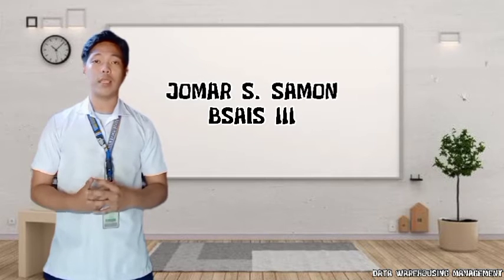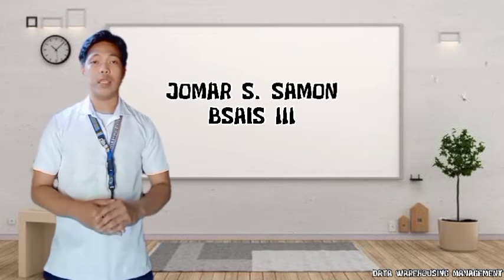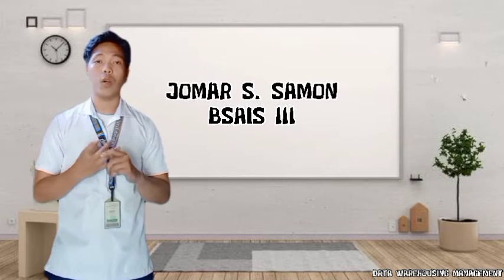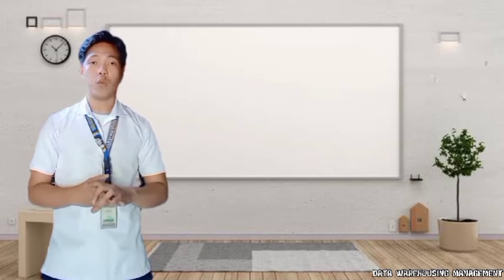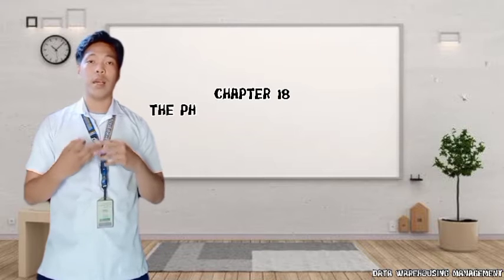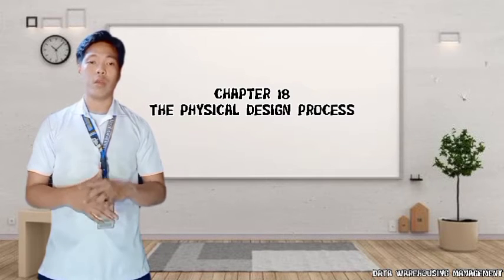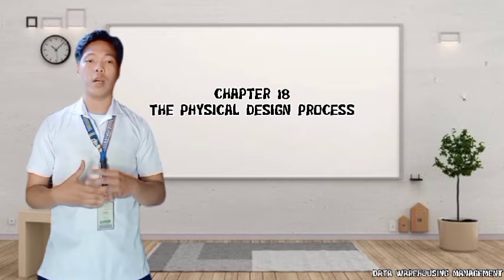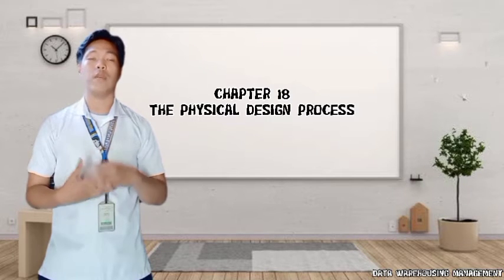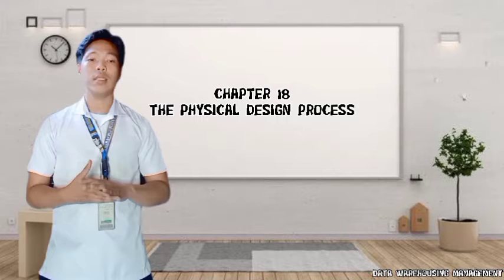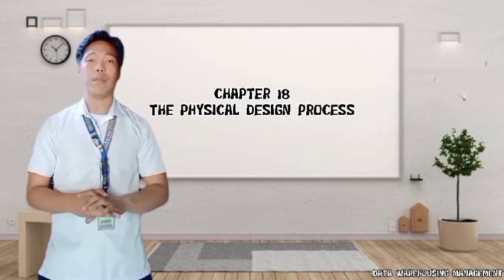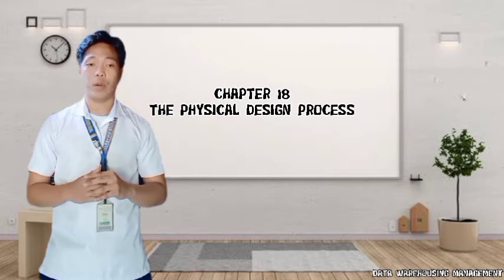I will be discussing chapters 18, 19, and also chapter 20. So let's start with chapter 18, which covers the physical design process. In this chapter, we will use the logical model of the data warehouse to develop and complete the physical model. Physical design gets the work of the project team closer to implementation and deployment.